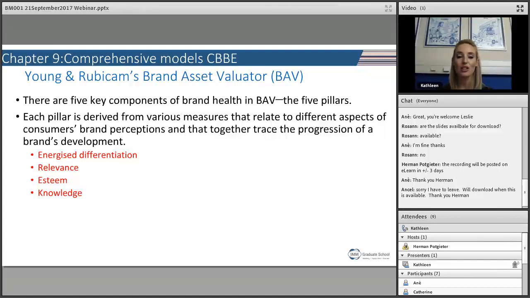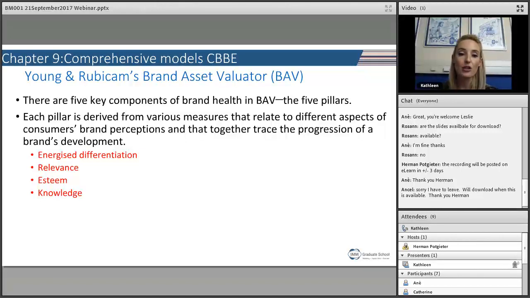And our last model is Young and Rubicam's brand asset valuator. Now, in your textbook, they go through a lengthy explanation of this model. And it is done at the end of your chapter under your brand focus for chapter 9, starting on page 353. And I recommend that you read through the entire example because it is a very detailed model.